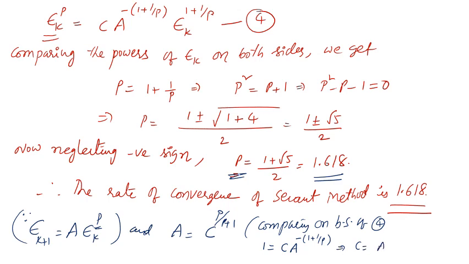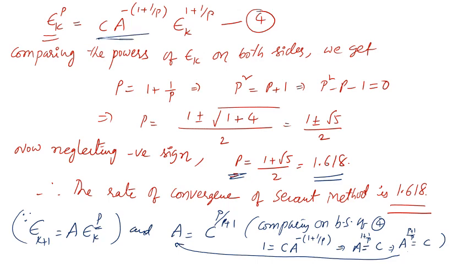So from this, I need a value. From this, what is a equal to? A power 1 plus 1 by p equal to c. So that implies a to the power of p plus 1 by p equal to c. From this, what is a equal to? Exactly this. Comparing constants on both sides. This is the constant, here constant is 1. Is that clear? Okay, a value, the asymptotic constant, a value is here, and the p value is 1.618.